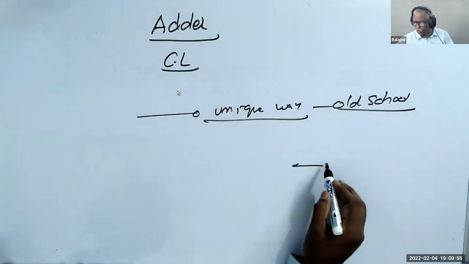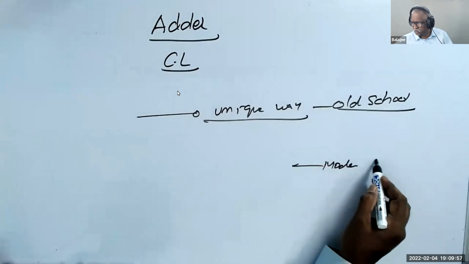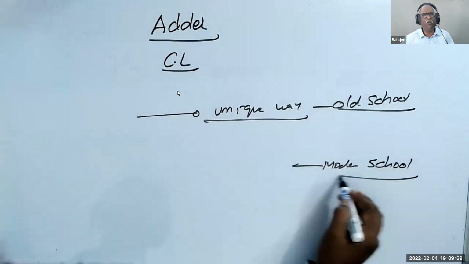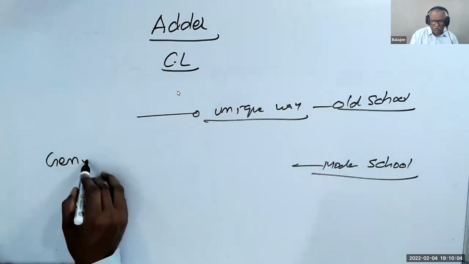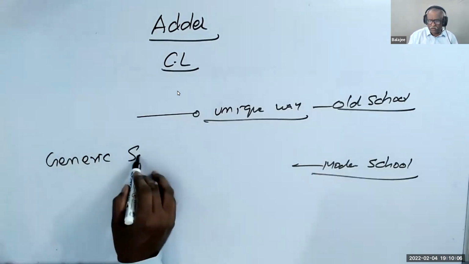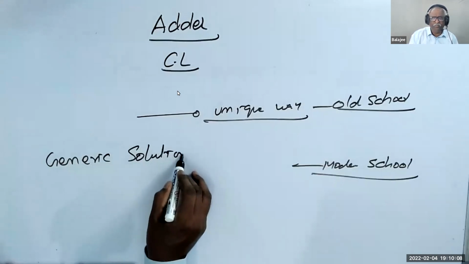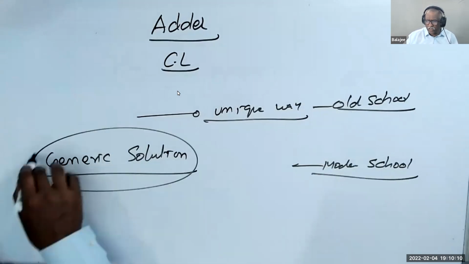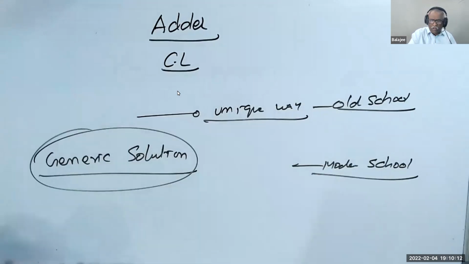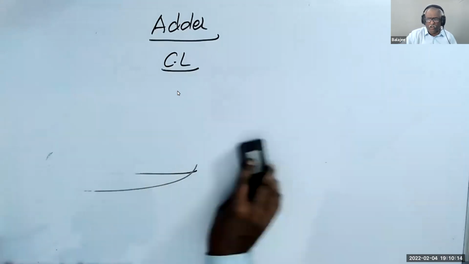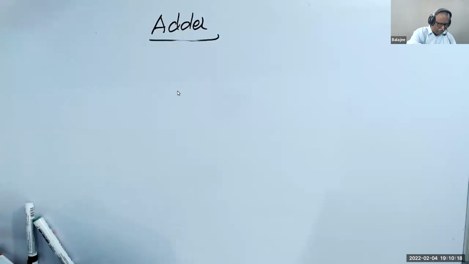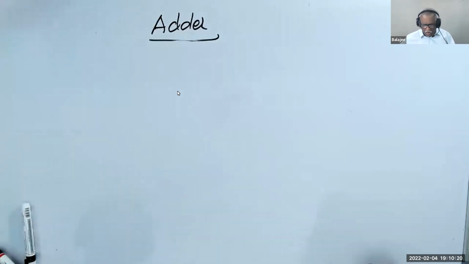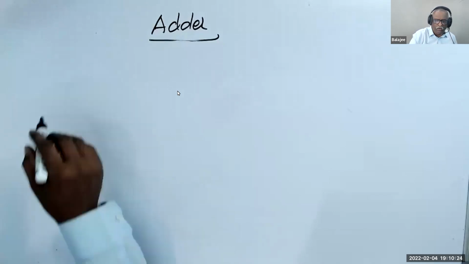What is modern school? For every problem, there is one generic solution. Fit the generic solution to every problem. So we are going to fit everything into one combinational logic. How are we going to do that? That's a trick. Please understand, how are we going to do the generic solution? What is a generic solution?